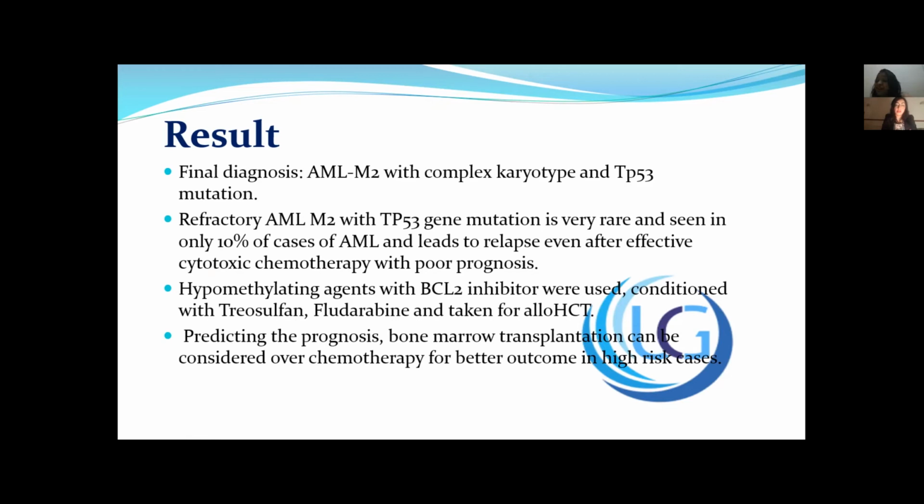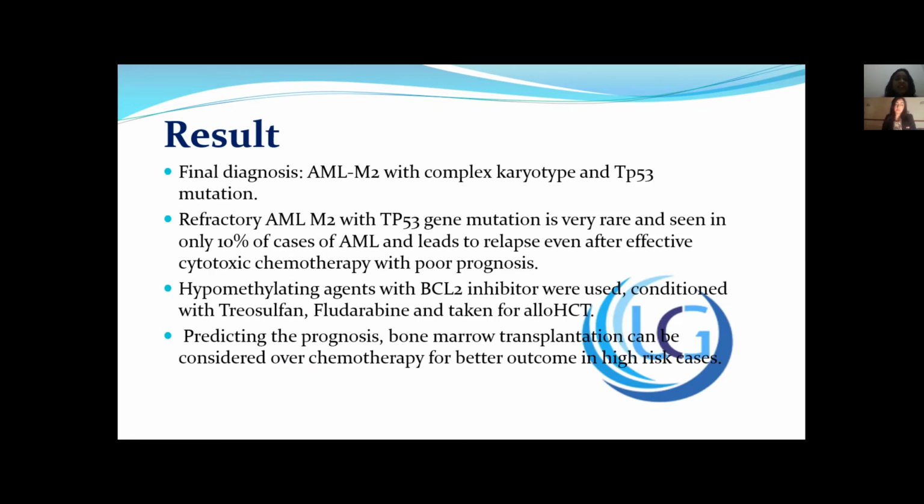So here, if there are more than 10% maturing myeloid cells, there will always be CD45 dim positive with low to medium scattering in a blast window. Refractory AML M2 with TP53 gene mutation is very rare, seen in only 10% of cases, and leads to relapse even after effective cytotoxic chemotherapy, with poor prognosis.